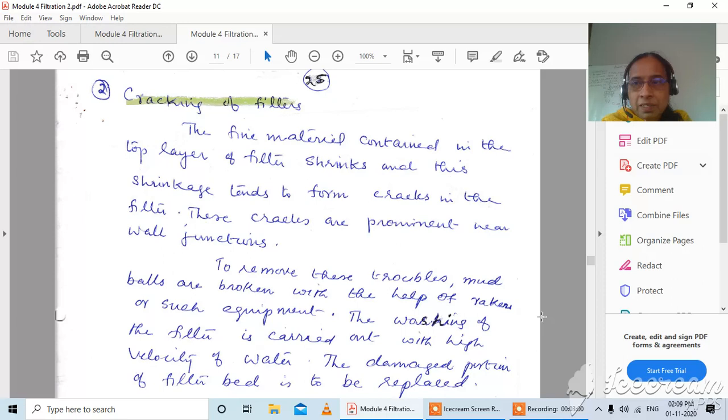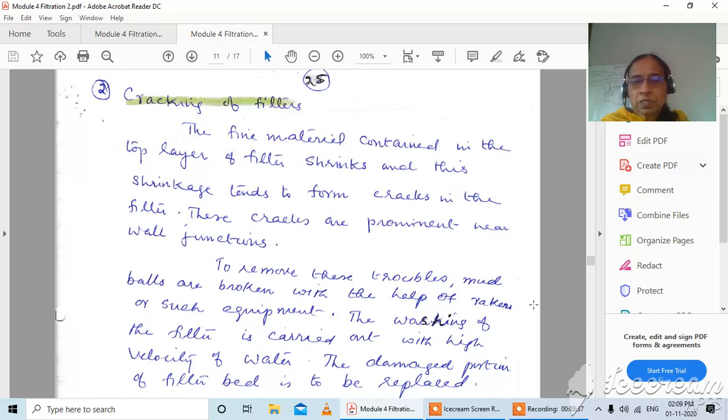And when the filter cracks, we know what will happen. Instead of filtering, the water will seep through the voids, and that affects your filtration. So then you have to remove the entire sand bed, wash it properly, and then replace it. Or if your filter bed is a very old one, that means you have worked the filter bed for a long period, then you have to entirely replace the sand bed with new sand media.